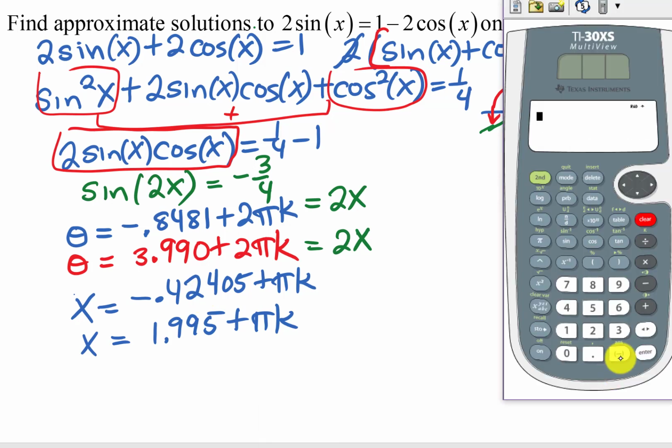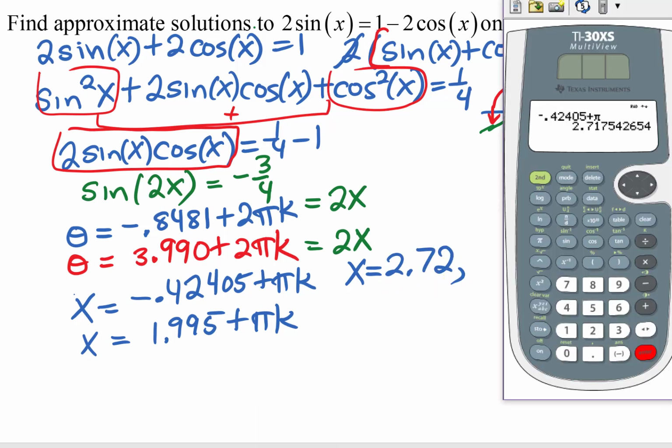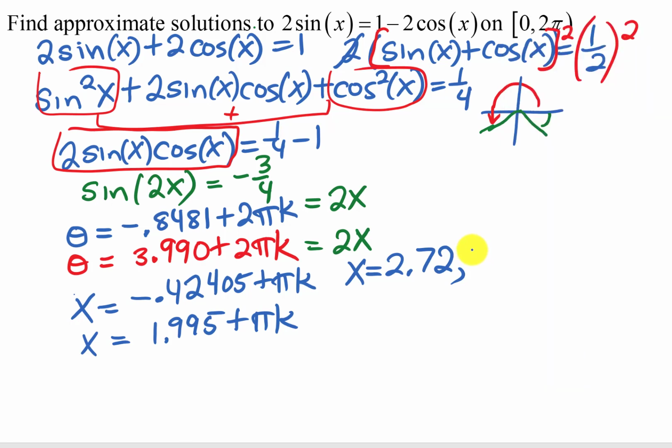So first of all, I'm going to have negative 0.42405, and I'm going to add pi to that, and I get 2.72 to 2 decimal places. So x equals 2.72. And then I'm going to get another answer by taking that and adding pi to that, and I get 5.859. We're going to go to 2 decimal places, 5.86.